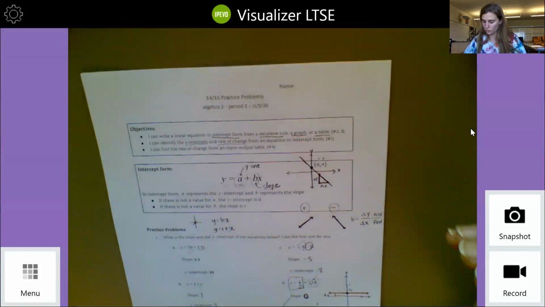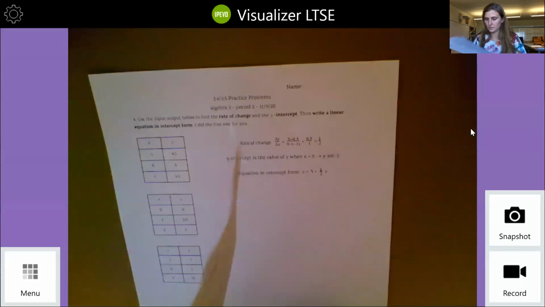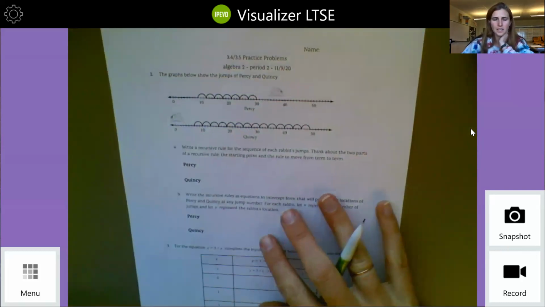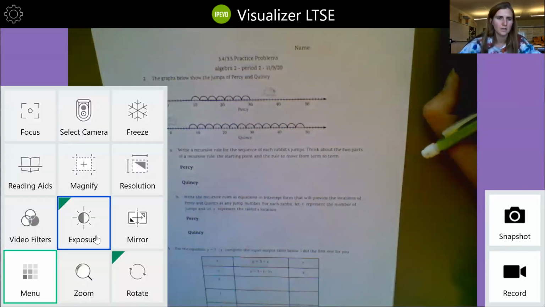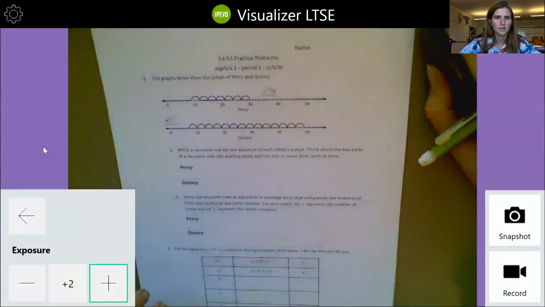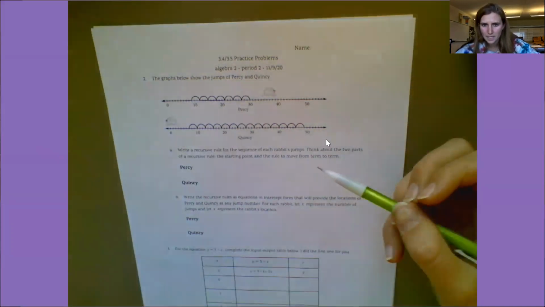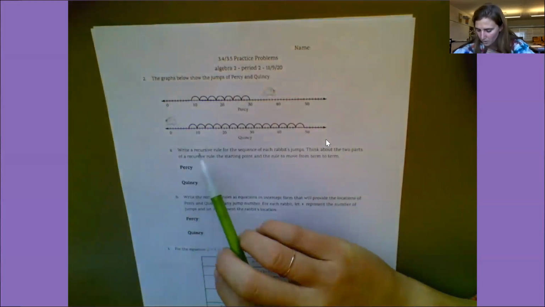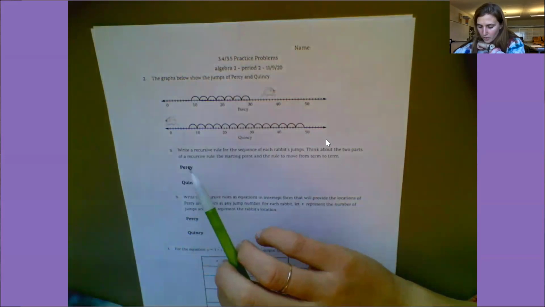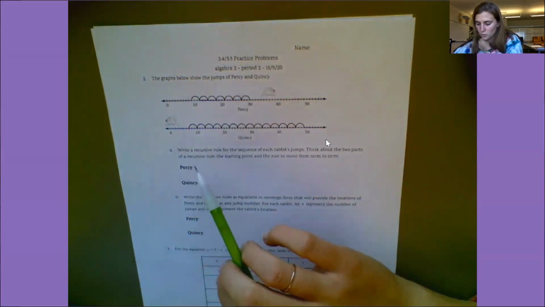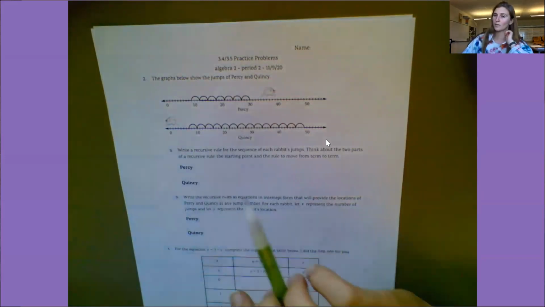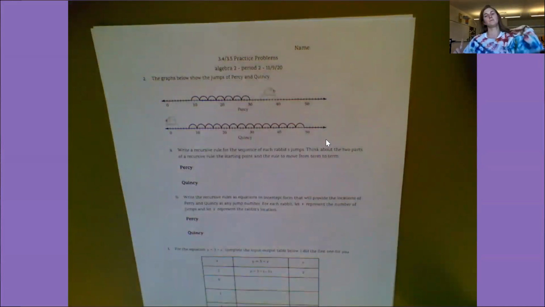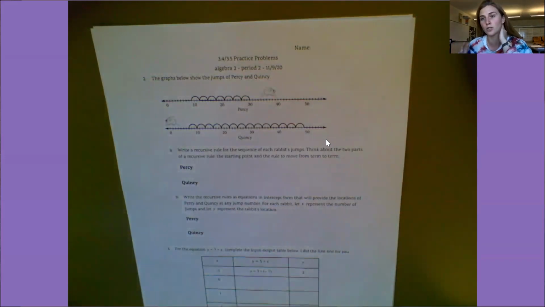Let's go over to the next page. Number 2. So we're looking at the graphs of Percy and Quincy. Percy is up here in the first graph, and Quincy is down here. Our first task is to write a recursive rule for the sequence of each rabbit's jumps. So think about the two parts of a recursive rule, where we have a starting point and we have a rule to get from term to term.